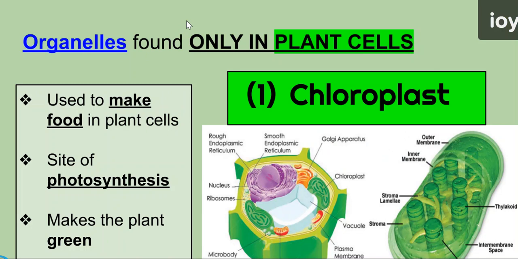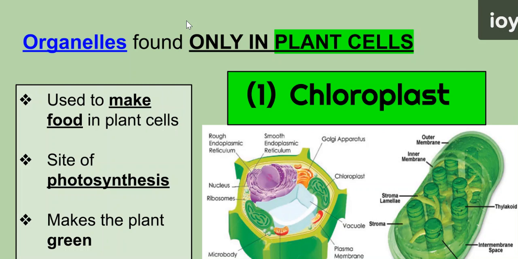Now, plant and animal cells have all of those organelles in common. However, there are certain organelles that are only found in plants. One of these organelles is called the chloroplast, or the green organelle. It's green because this is the organelle that absorbs sunlight in order to make food. The process of making food is called photosynthesis.